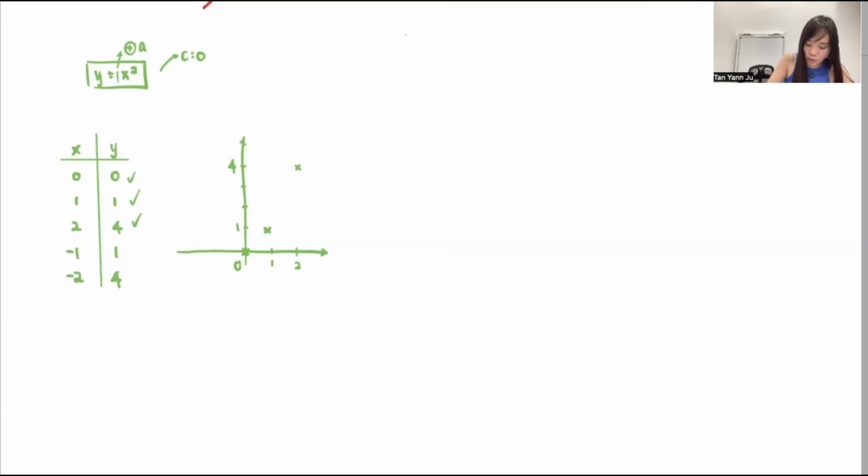Correct? Negative 1, 1. So negative 1 is here, with a height of 1. The width negative 2, the height is 4. Done. So guys, if I draw this out, this is how the curve looks like, correct?